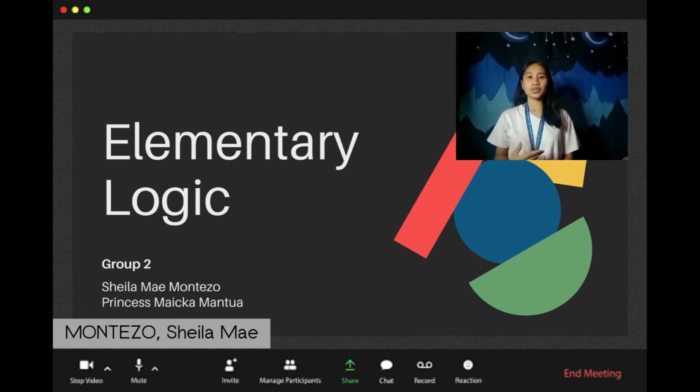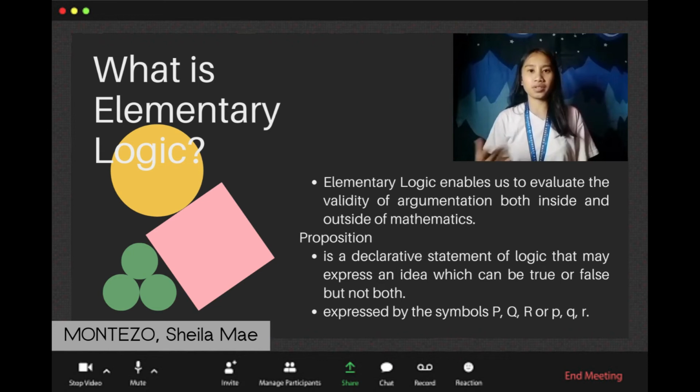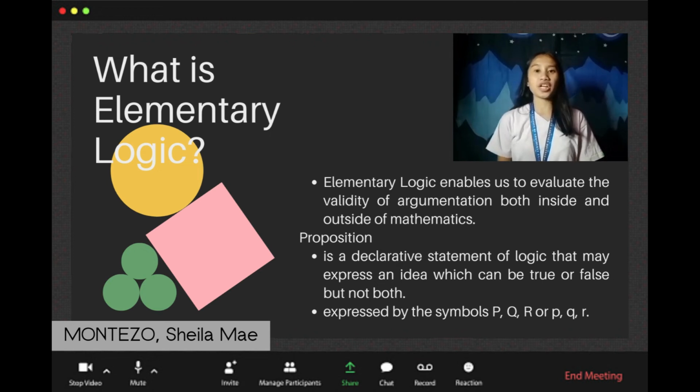We will introduce you to the topic that was handed to us, namely elementary logic. So, what is elementary logic? Elementary logic enables us to evaluate the validity of argumentation both inside and outside of mathematics. A proposition is a declarative statement of logic that may express an idea which can be true or false, but not both. It is expressed by symbols, big letters P, Q, R or small p, q, r.